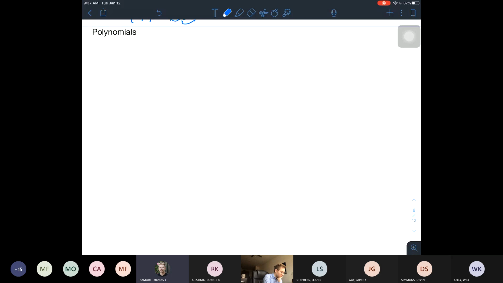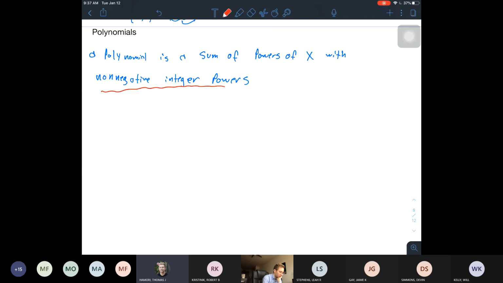It's essentially a sum of powers of x with non-negative integer powers. Okay, so what does that mean? Non-negative integer powers.